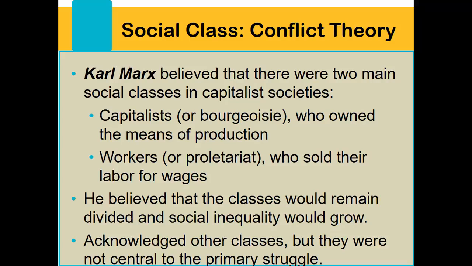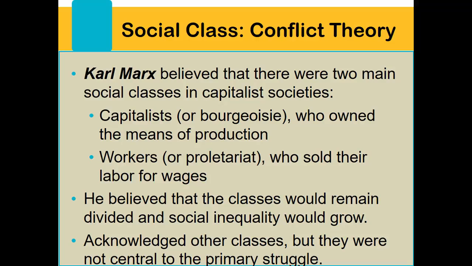And Marx acknowledged the existence of other classes, but they were not central to the primary struggle. So while Marx recognized that there were classes other than the rich, that 1%, and the working class, there were also other classes involved in there too. So the very, very poor, or small business owners, those were also groups he was interested in. But it's primarily the people that sell their labor for wages. Those are the people Marx is interested in.